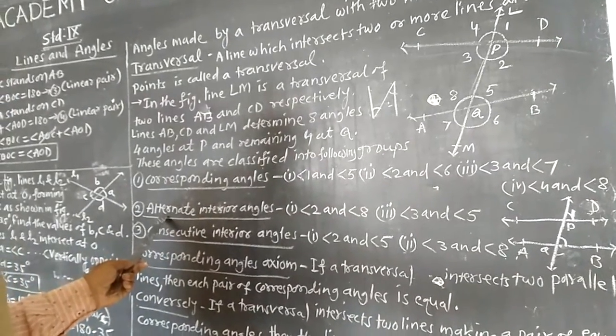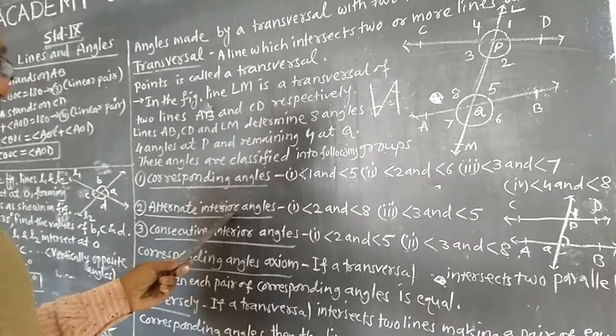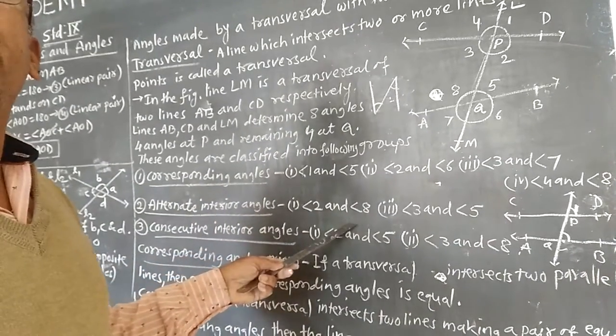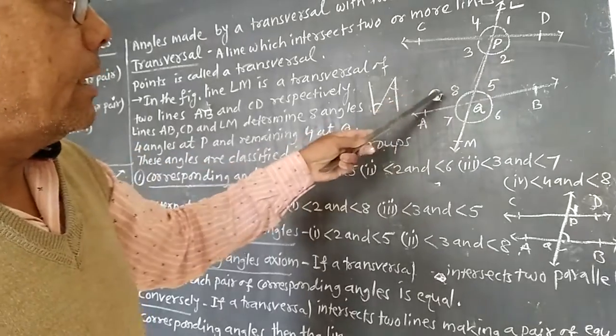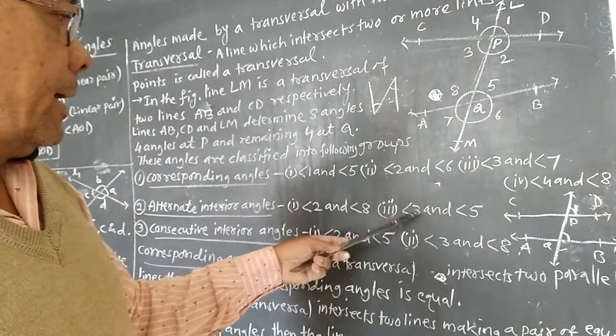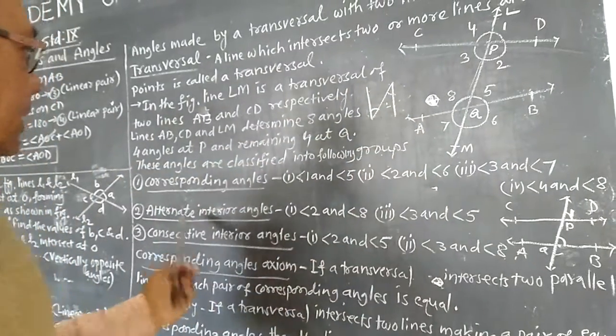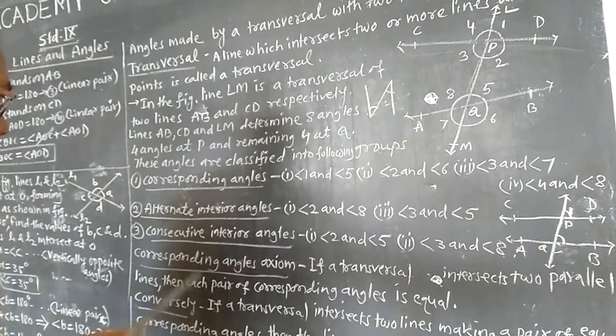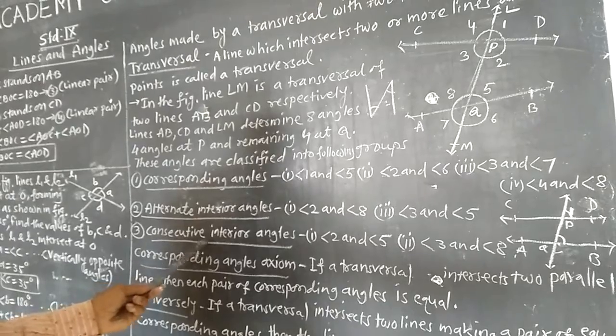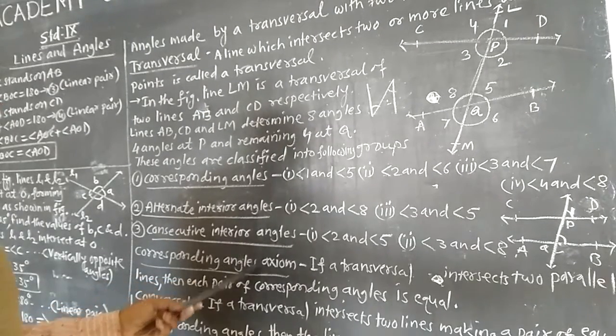Then the second group is alternate interior angles. Here angle 2 and angle 8, similarly angle 3 and angle 5, these are the alternate interior angles. Then third is consecutive interior angles.